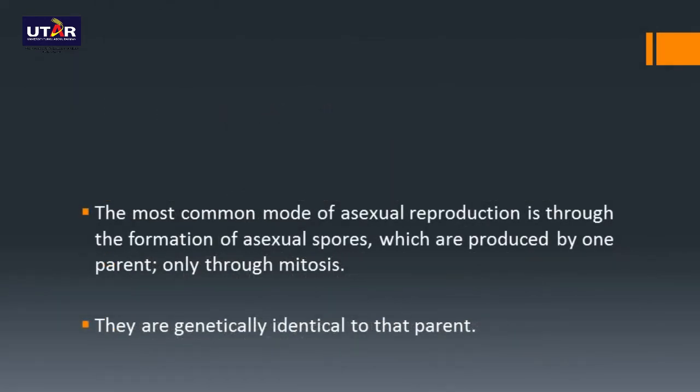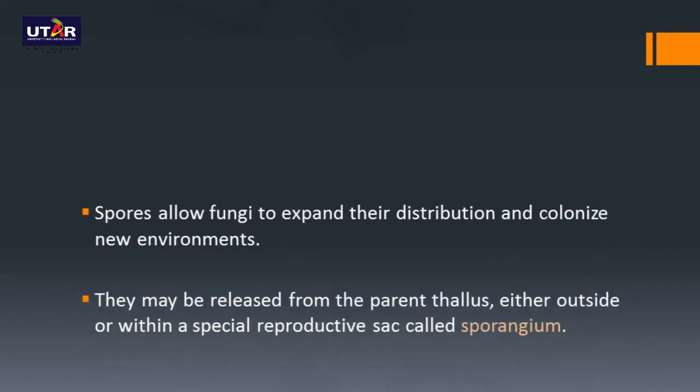The most common mode of asexual production is through the formation of asexual spores, which are produced by one parent only through mitosis. They are genetically identical to that parent. Spores allow fungi to expand their distribution and colonize new environments. They may be released from the parent thallus either outside or within a special reproductive sac called sporangium.